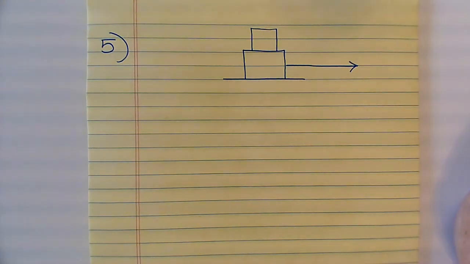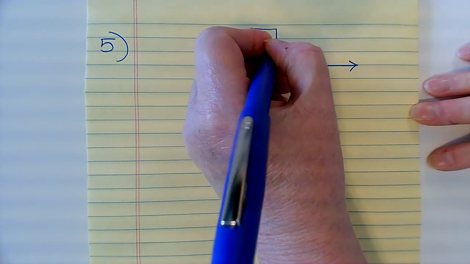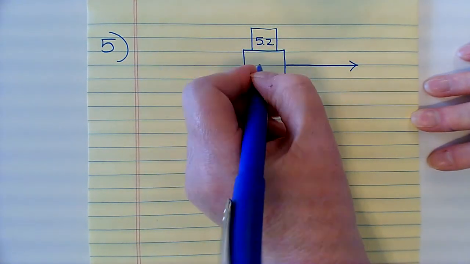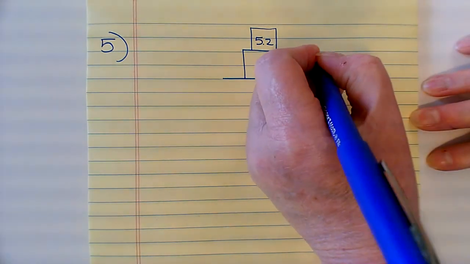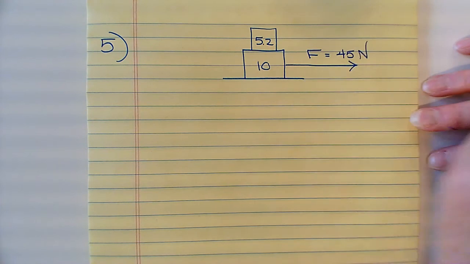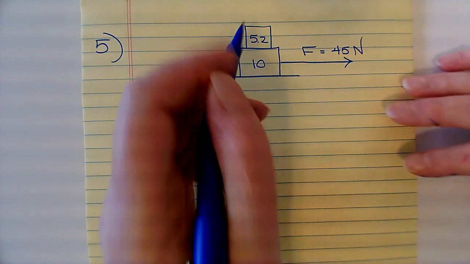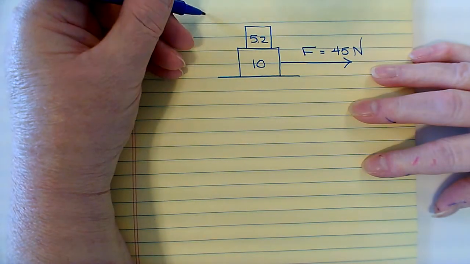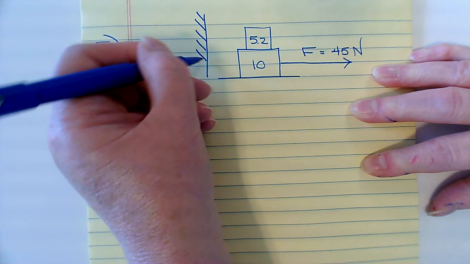Okay, in this problem, we have a 5.2 kilogram block that is stacked on top of a 10 kilogram block, and we are going to pull it with a horizontal force of 45 newtons. The 5.2 kilogram block is attached to the wall. All right, so we need to put a wall in here. So we'll make this look like a wall.